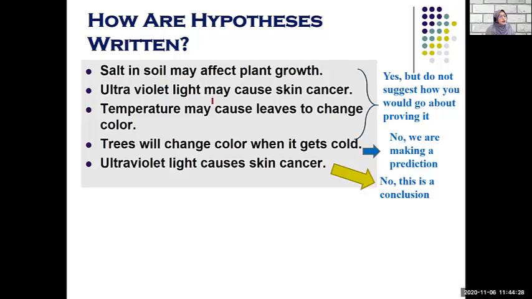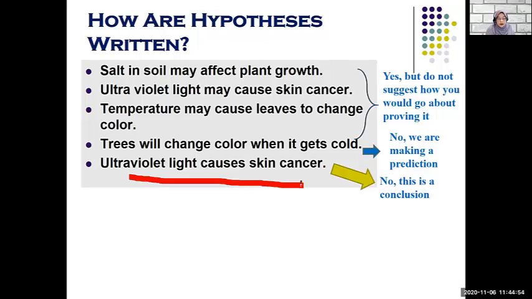Another example, trees will change color when it gets cold. This is not a hypothesis, this is a prediction. Ultraviolet light causes skin cancer. This is not a hypothesis either. This is a conclusion. You should make this statement after you complete your experiment.